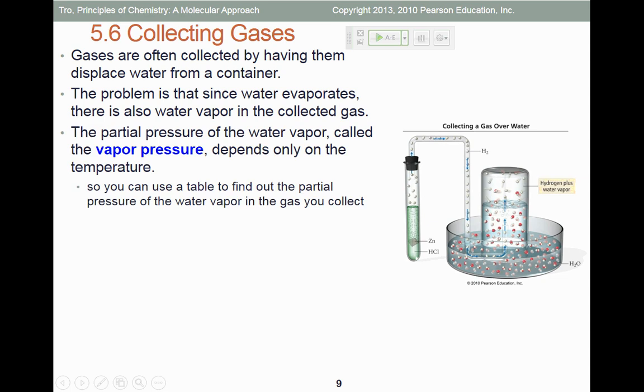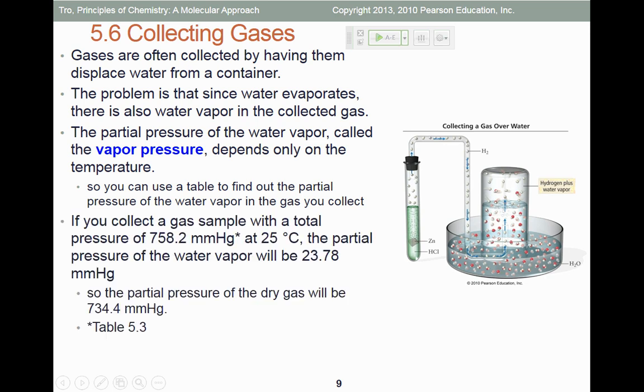The partial pressure of water vapor, we call that vapor pressure. That makes sense. It depends on the temperature, but you can use a table to figure out what your vapor pressure is going to be whenever you're collecting your gas. And you don't need to memorize this. I will give this to you if it's relevant to a question. Either I'll tell you the vapor pressure, or I'll give you a table. So you don't have to memorize this, and it's silly to memorize that because you could just look it up.